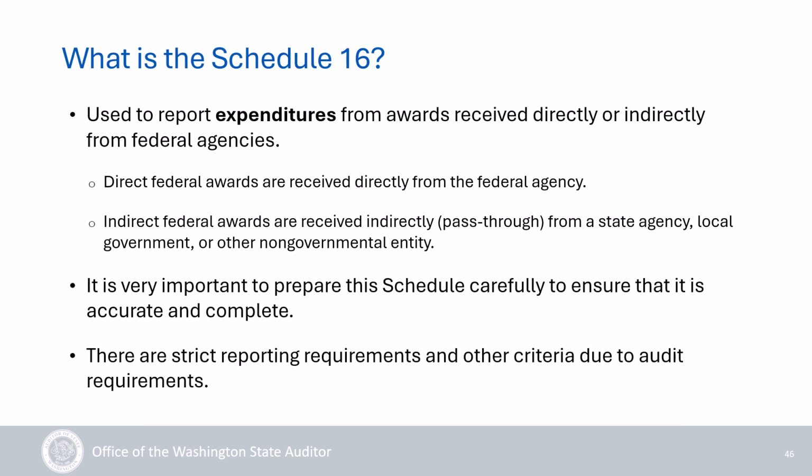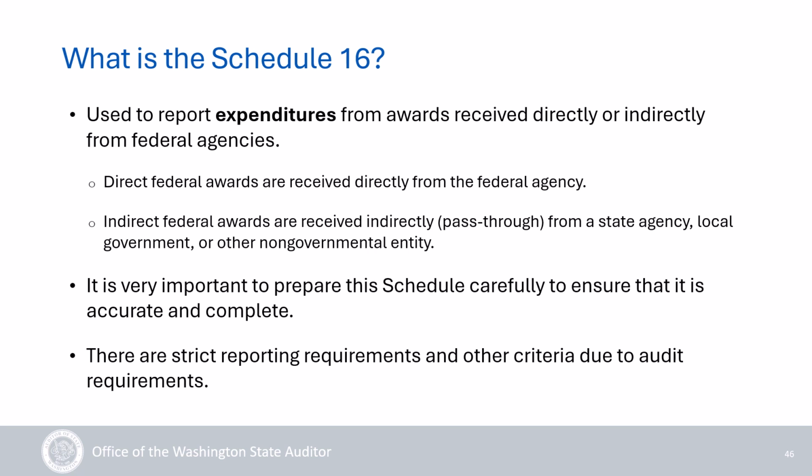The Schedule 16 is very similar to the Schedule 15, but now we're talking about federal awards. The Schedule 16, also referred to as the CFA, is used to report expenditures from awards received directly or indirectly from federal agencies. That is important to remember. It is only reporting the expenditures that are or will be covered by the federal award. Just like Schedule 15, it is reported in the year that the expenditures were recognized.